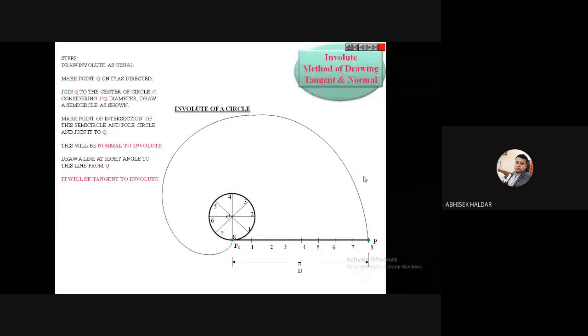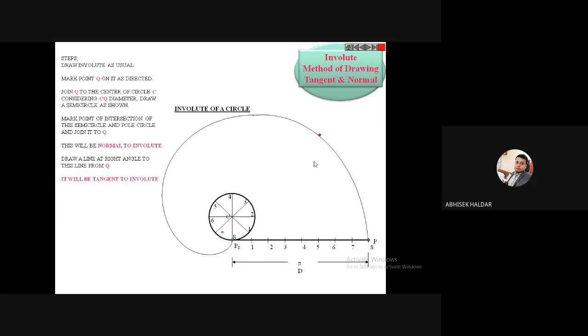So I have taken one example of the involute. Which case is it? Three cases I have discussed. Say L equals pi d. L equals pi d. Very good. You can see it is ending up at this point 8. From this point you can understand. Okay, so this is the involute I am having.